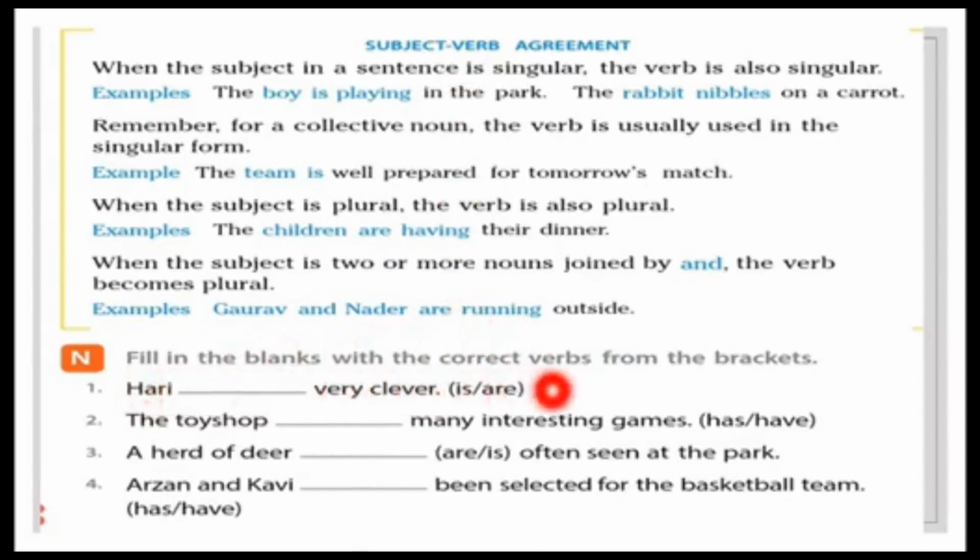Fill in the blanks with the correct verbs from the brackets. Hari dash very clever. In the bracket they have given the verbs is or are. Now, let us see Hari. Take the subject Hari. Tell me whether it is singular or plural. Hari is the name of a person, right? It's a singular noun, right? So, we have to use a singular verb. Which one is a singular verb over here? Is or are? Can you tell me?